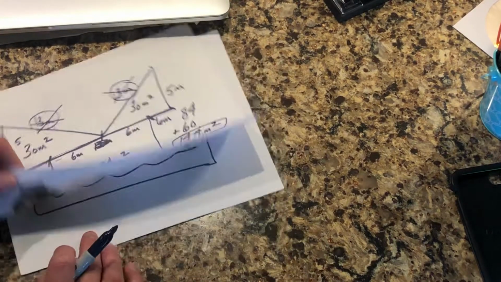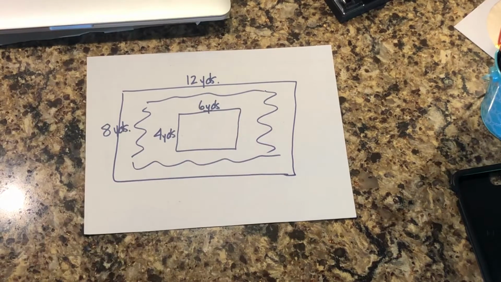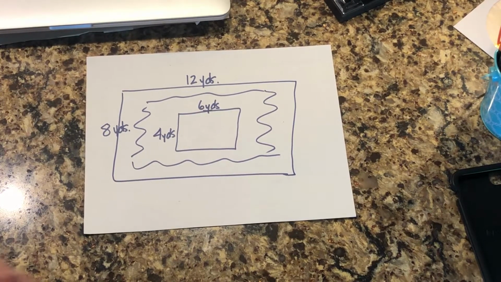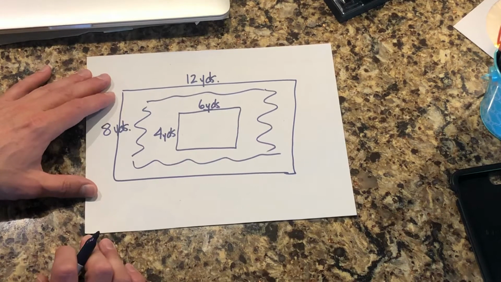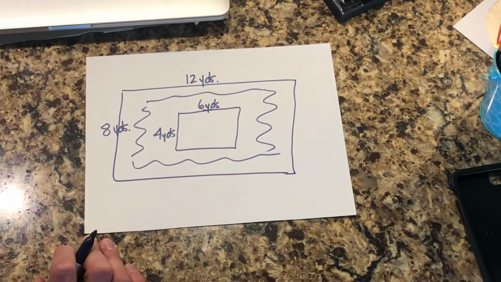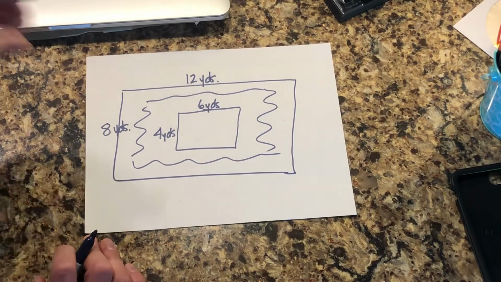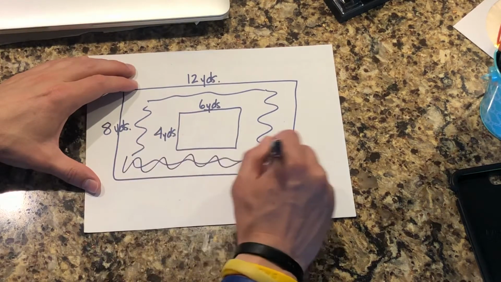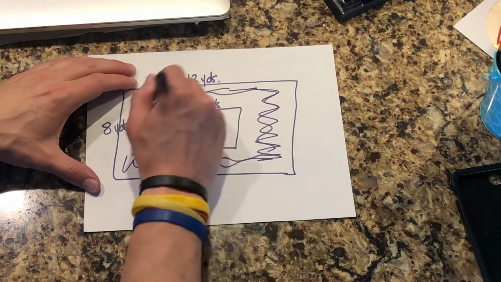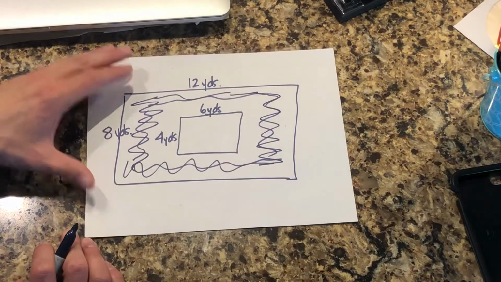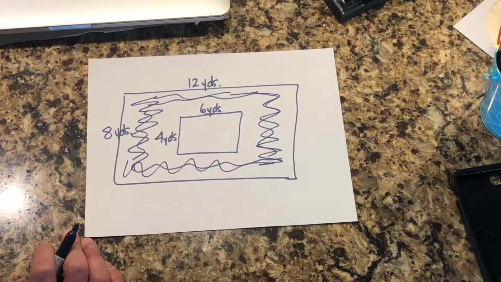Now, they're going to ask you to find areas of shapes, but sometimes those shapes are going to have chunks taken out of them. So what I did here is I took this rectangle and I've shaded around the chunk that's taken out. So in other words, it's kind of like a square donut.